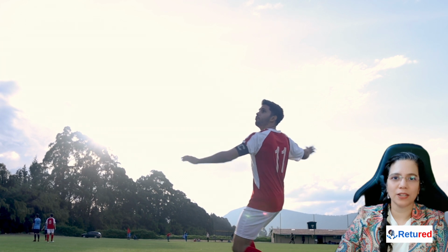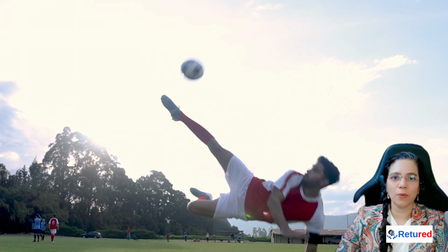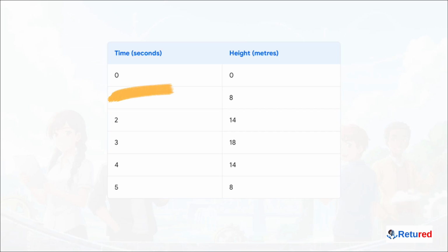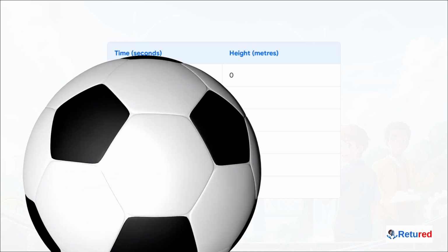Okay, let's look at some actual data. Imagine we've thrown a ball straight up into the air. At time 0, it's on the ground. After 1 second, it's at 8 meters, then 14, then it hits its highest point, 18 meters at 3 seconds. But then, see what happens? At 4 seconds, it's back down to 14. At 5 seconds, it's at 8. This rise and then fall, that's a huge clue that something different is going on here.